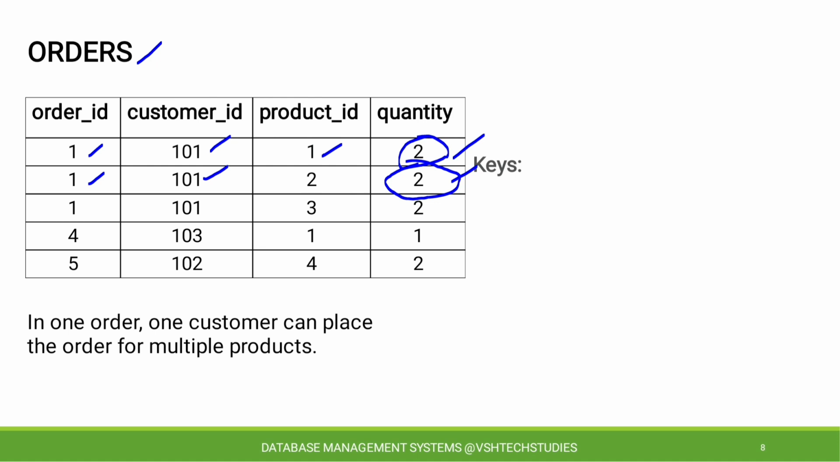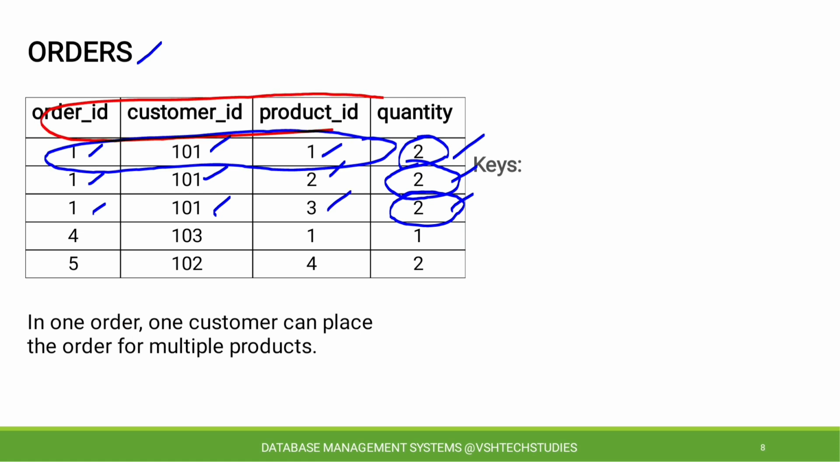The product ID is 2. In the third row, the same customer with ID 101 in the same order ID 1 is placing the order for the same amount of product, but the product ID is 3. That is, the values of all the three attributes are required to identify any row in this table.